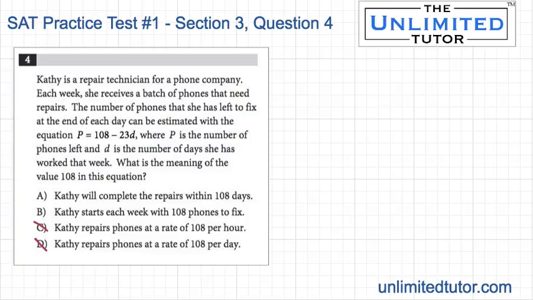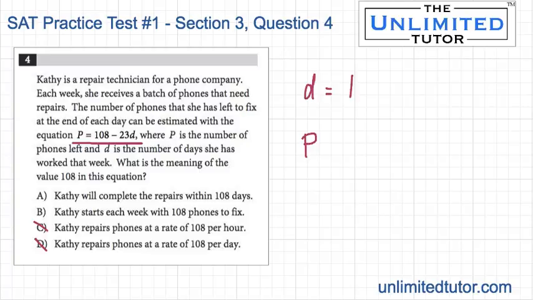Now, what do we do with this? We can sort of analyze the equation, but there's an easier way to do it, which is plug in values. Let's create a value for D. That's going to give us some insight into what the other values represent. Let's go back to this equation: P equals 108 minus 23D. P is the number of phones left and D is the number of days she's worked that week. Let's say she's worked 1 day. So let's make D equal 1. We're going to plug that into the equation.